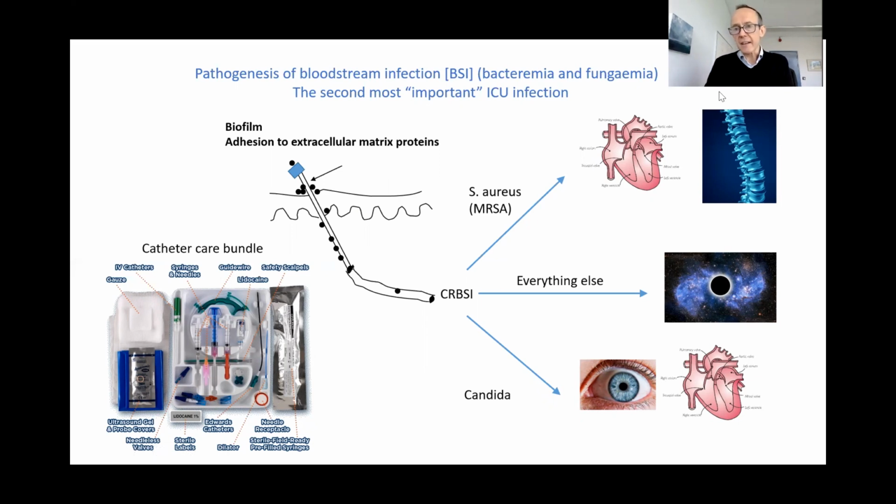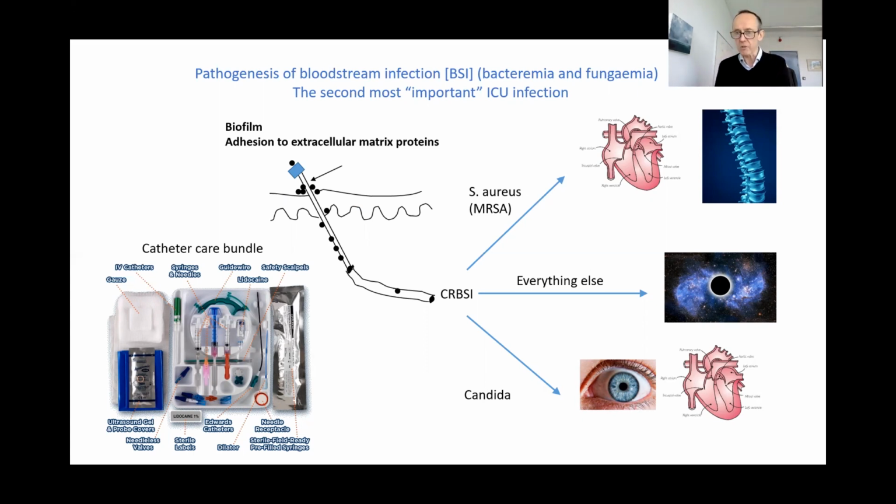Now, what happens next? Well, Staph aureus can go around the blood and get on a heart valve or in a bone. Candida seems to go for the eye or very occasionally the heart. And so you go looking for Staph aureus and Candida disseminated infections. But to be honest, all the other bacteria, who knows where they go?